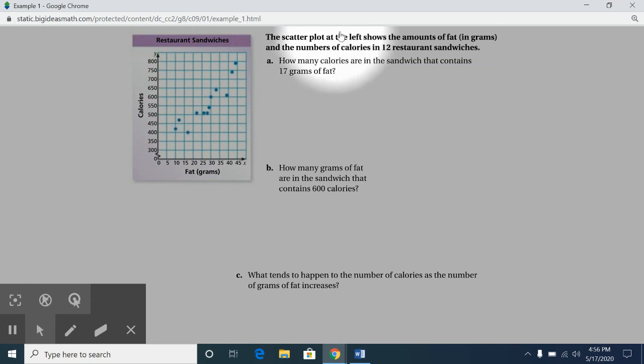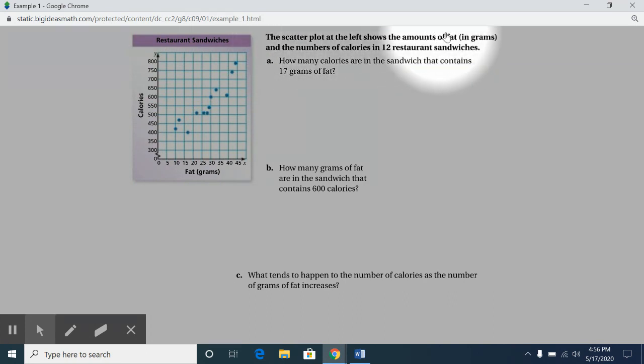It says here, the scatter plot at the left shows the amounts of fat in grams and the numbers of calories in 12 restaurant sandwiches. How many calories are in the sandwich that contains 17 grams of fat? Okay, so I'm going to look at my X and Y coordinates and see what they represent. My X coordinate represents fat in grams and Y represents calories.